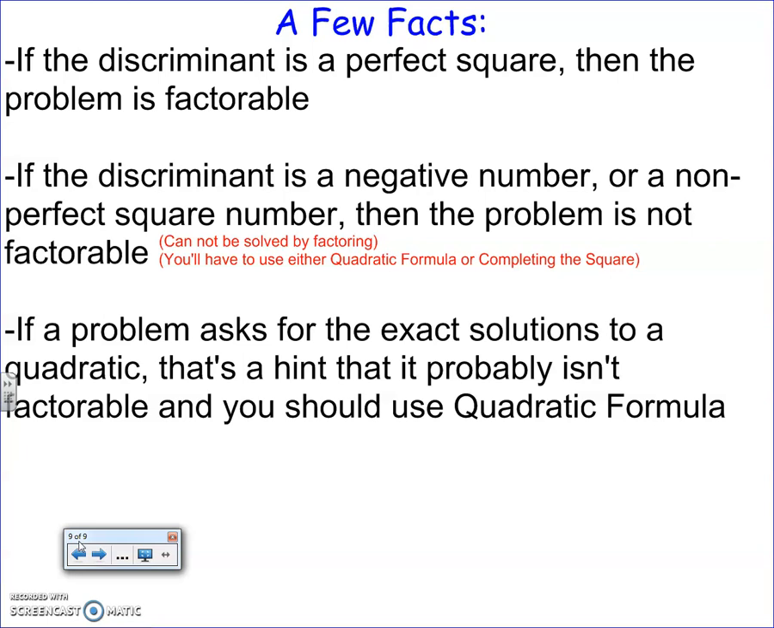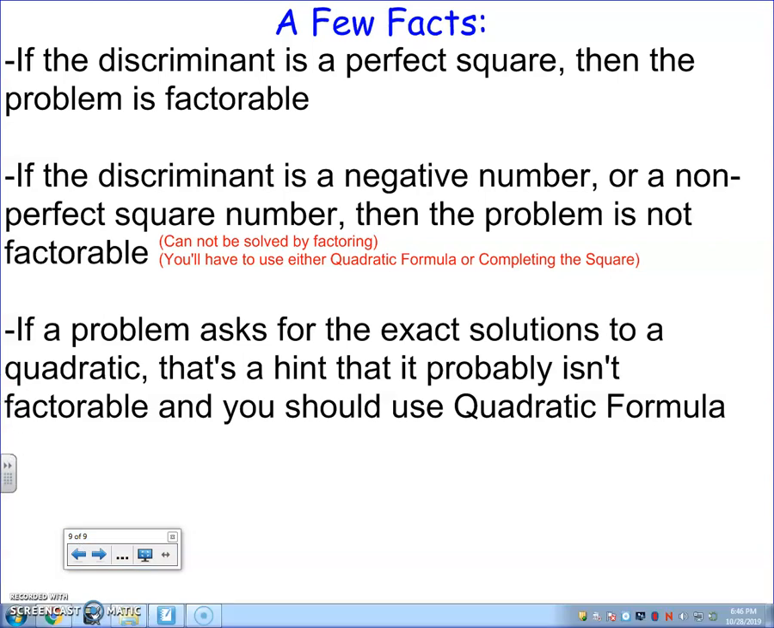And if a problem asks for exact solutions to a quadratic, that's a big hint that it isn't factorable, and you should do the quadratic formula. So I say, given the exact answer to this equation, you probably cannot factor that, do the quadratic formula.